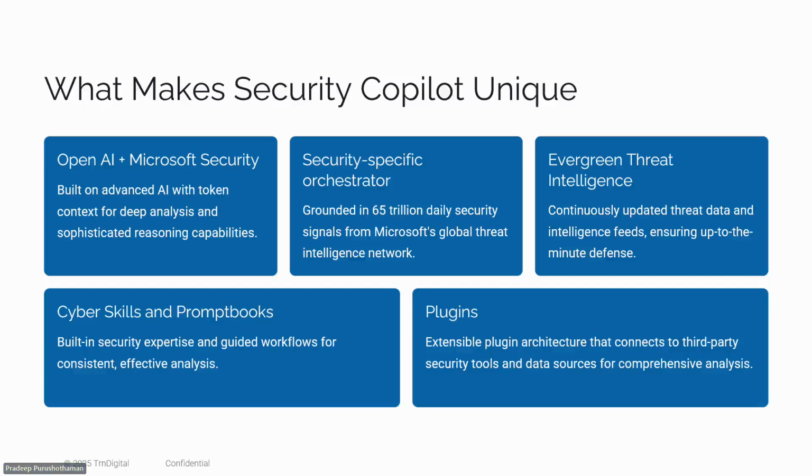Evergreen threat intelligence. Copilot is continuously updating with Microsoft's latest threat data. It covers 78 trillion signals processed every day. That means defenders always have the most current view of the threat landscape. Cyber skills and prompt books. Built-in prompt books give security teams ready-to-use workflows for common investigations, threat hunting, and reporting. It is like having a playbook encoded into AI and available instantly. Plugins. Security Copilot integrates with Microsoft tools like Defender, Sentinel, Entra, Purview, Priva, as well as third-party systems. So it can work across your entire security stack instead of adding just another silo.